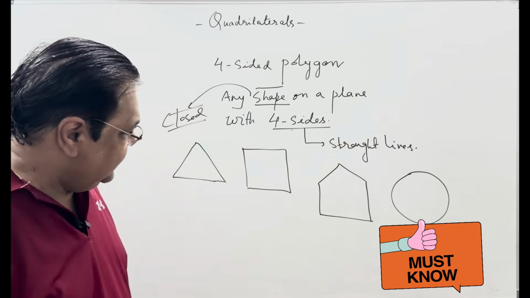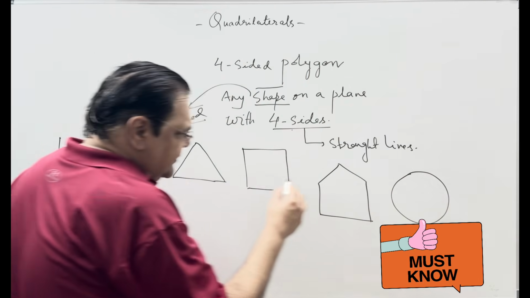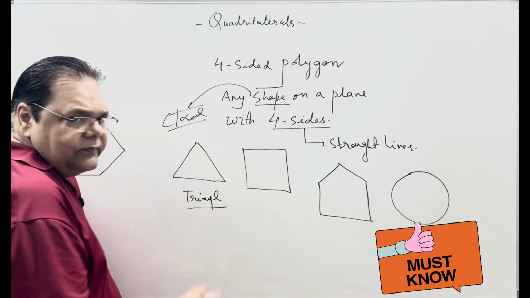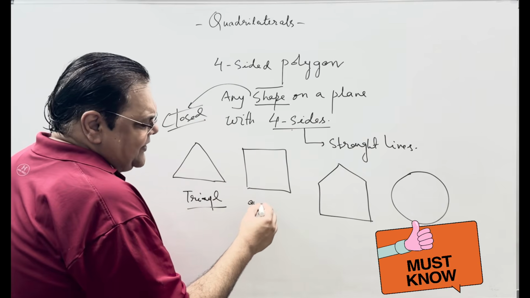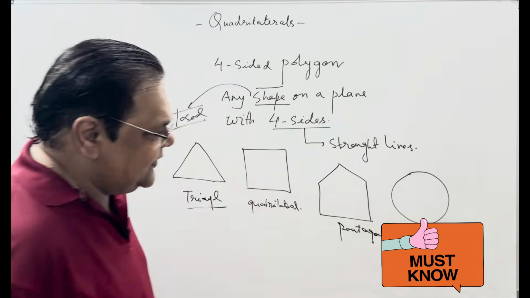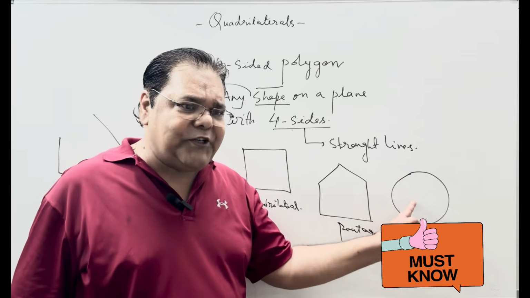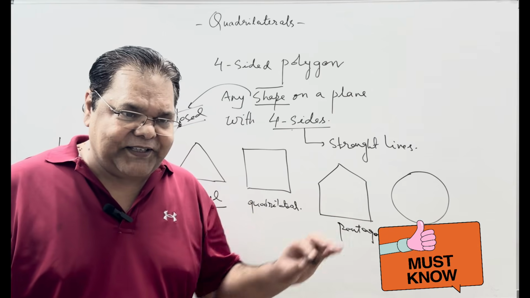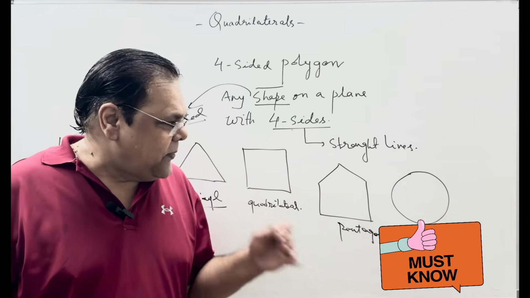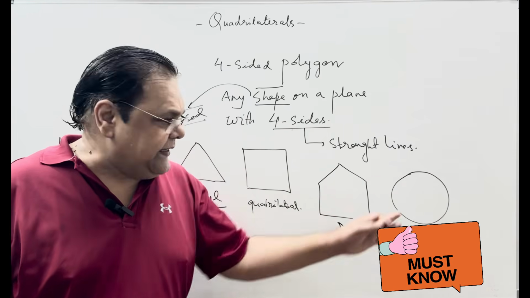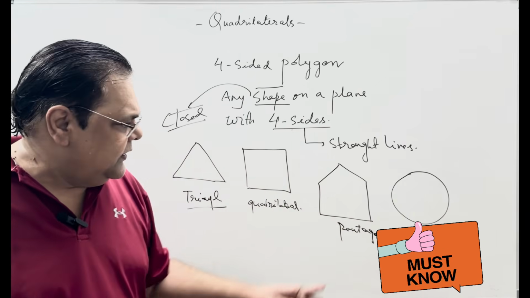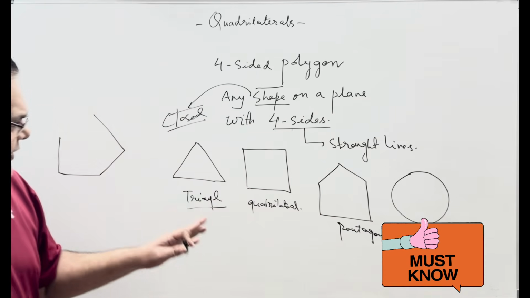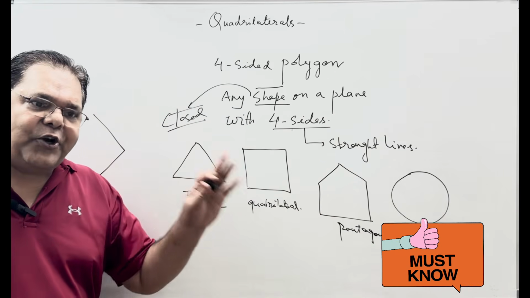Four-sided polygon. So you see there are several shapes here. This is a triangle. This is a quadrilateral. You can say pentagon. This is a circle. This is not a quadrilateral. Why? Because they don't have straight sides. They don't have straight lines. It's a curve. So not a quadrilateral. Pentagon has 5 sides, so not a quadrilateral. Triangle has 3 sides, not a quadrilateral.